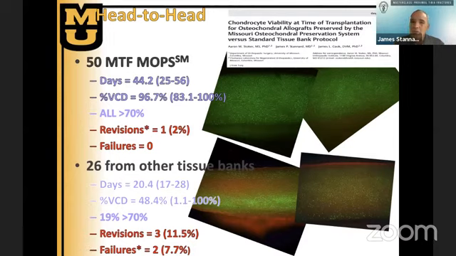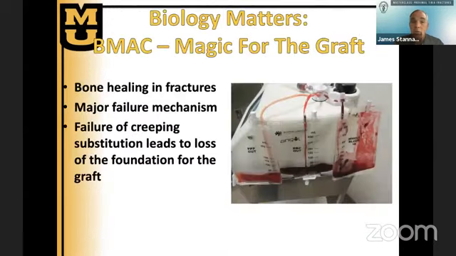We believe from other studies, some of which we've done, some have been done by others, you need 70% alive for it to work in the long term. So you can see that from the other tissue banks, we were getting most of them not with enough live cells for this technique to work.